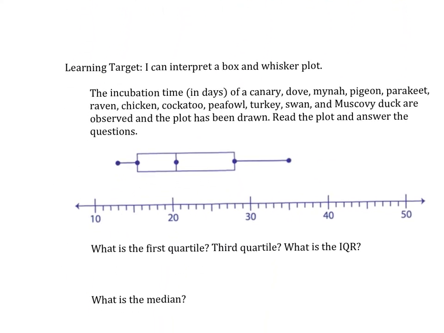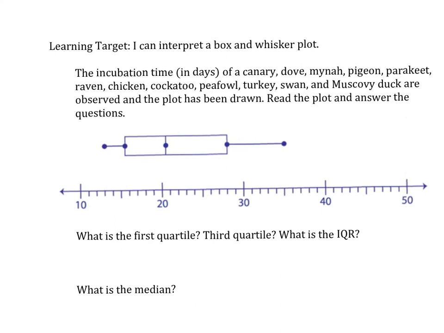All right, now let's look at an example where we'll have to interpret a box and whisker plot. The incubation time in days of a canary, dove, myna, pigeon, parakeet, raven, chicken, cockatoo, peafowl, turkey, swan, and Muscovy duck are observed, and the plot has been drawn. So we're going to read the box and whisker plot and answer the questions.